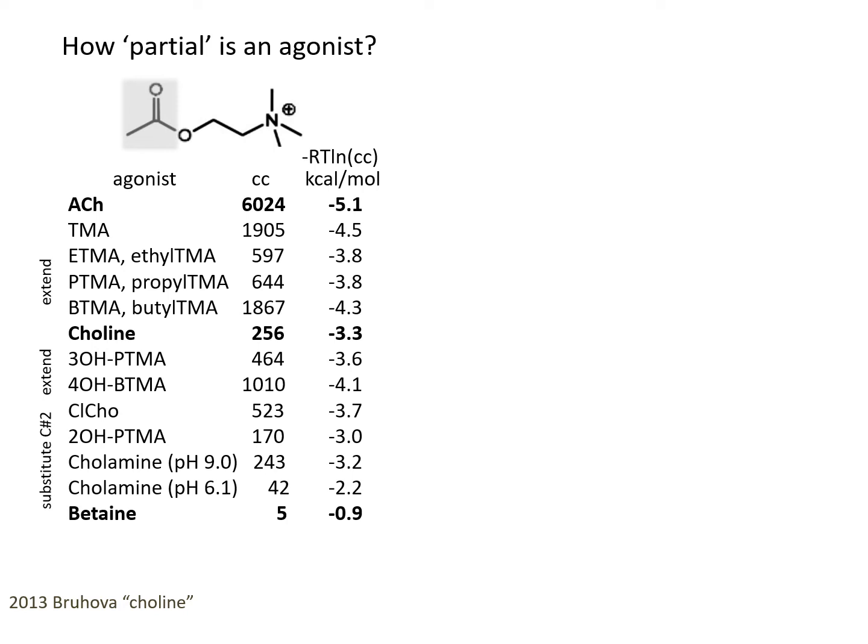Another way to quantify the coupling constant is on a log scale. Energy is proportional to the logarithm of the coupling constant, the energy from each ligand, where R is the gas constant and T is the absolute temperature. And that gives you the energy from each ligand in the units kcals per mole. So you double this if you wanted to do it for a whole receptor.